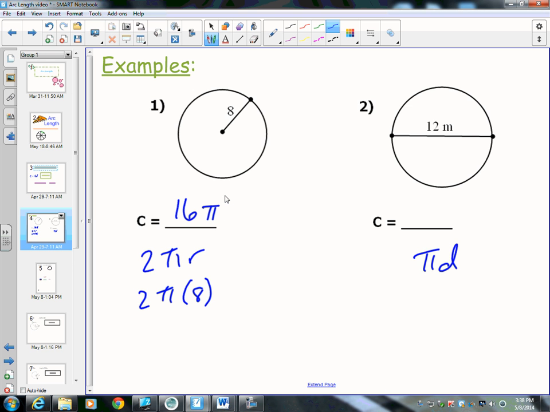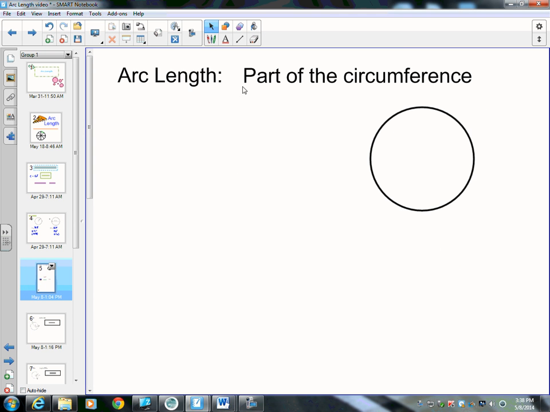And this is in terms of pi. Second one, number 2. We have pi times diameter. Diameter is 12. So we get 12 times pi, which is 12 pi. So these are fairly simple. And that's, again, the outside of the circumference of the circle. So if you remember how to find circumference, let's look into, well, arc length.